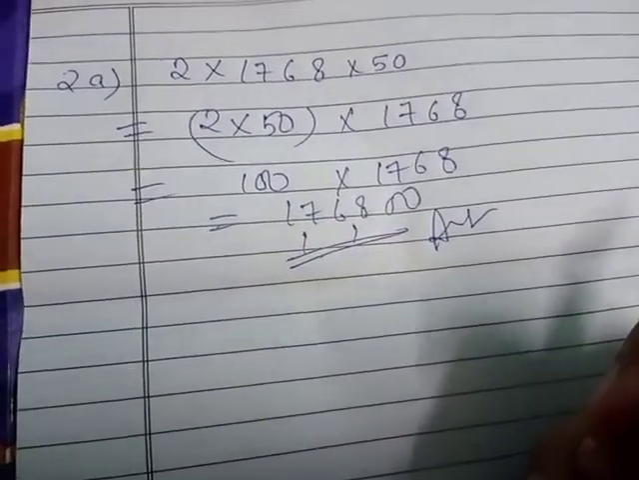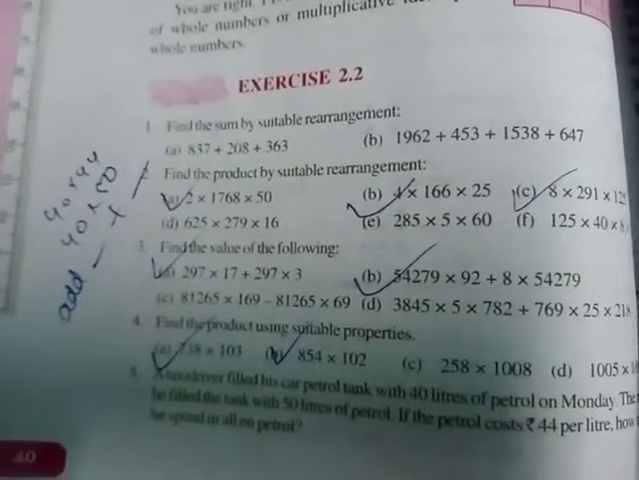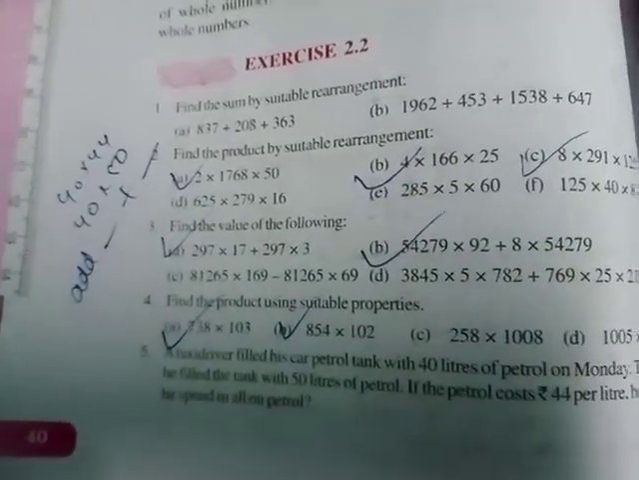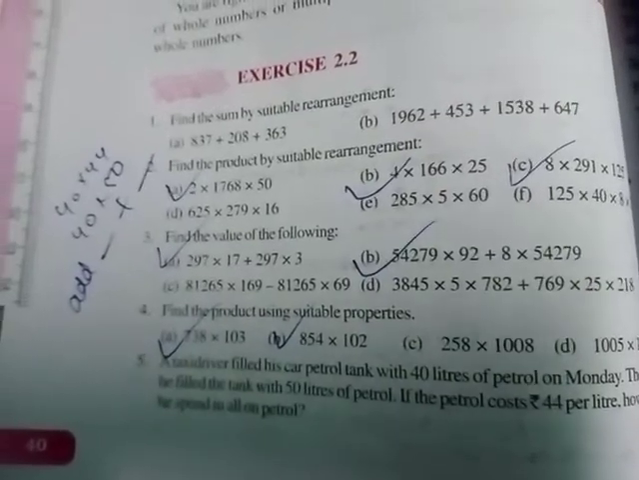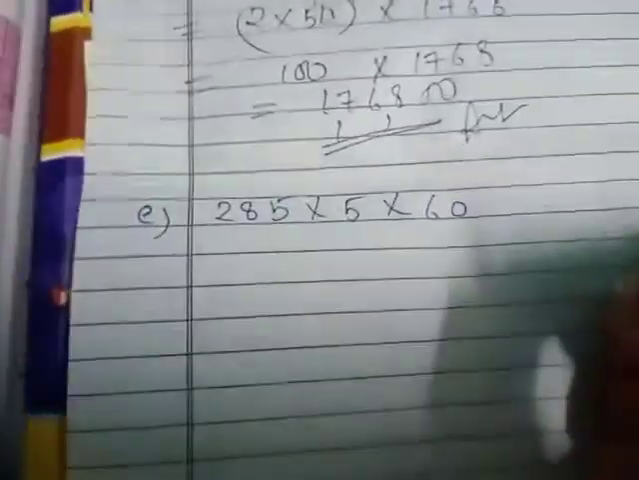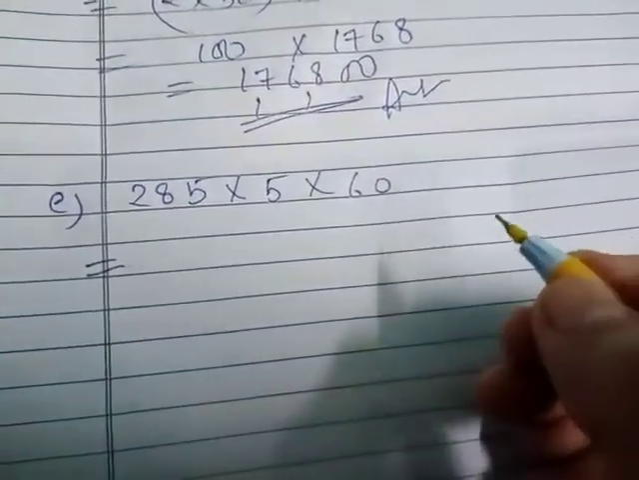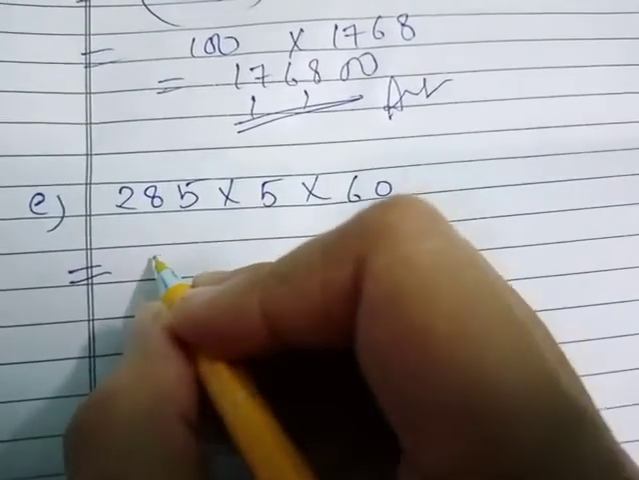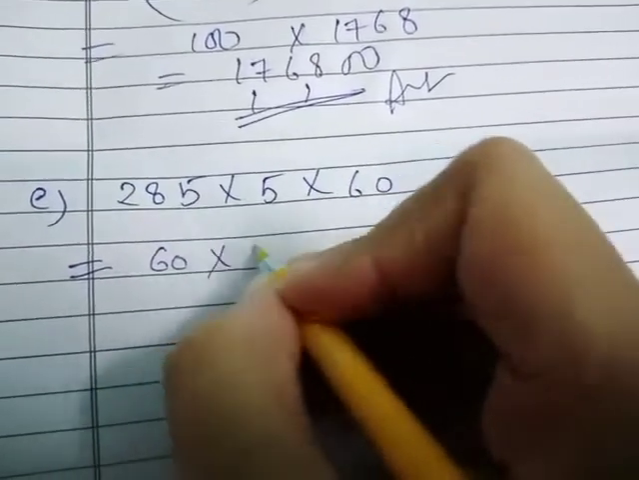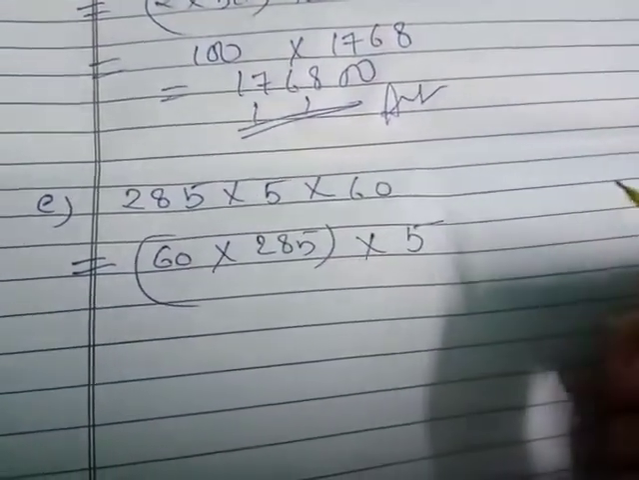In the same question 2, if you see suppose question number E, 2E, I will explain now. Question is like this: 285 into 5 into 60. So again, first of all we will rearrange the numbers. How to rearrange? Suppose I will just write like 60 multiply 285. Okay, and then multiply the 5.